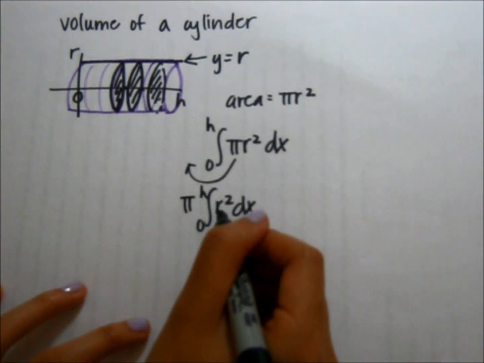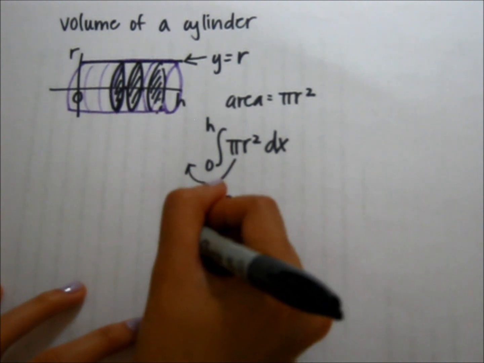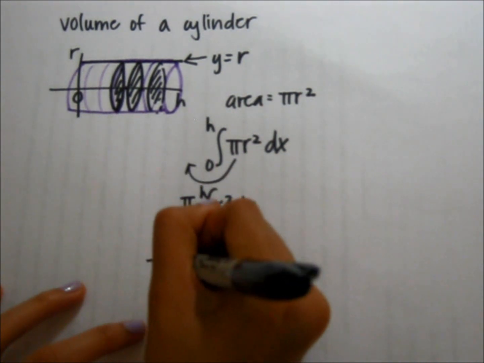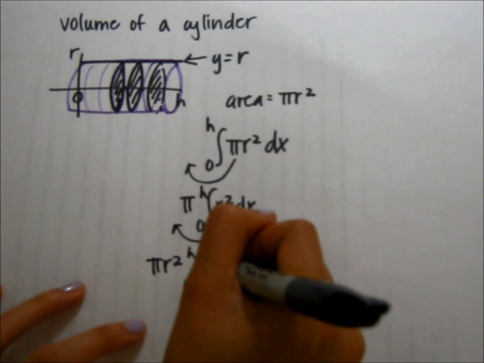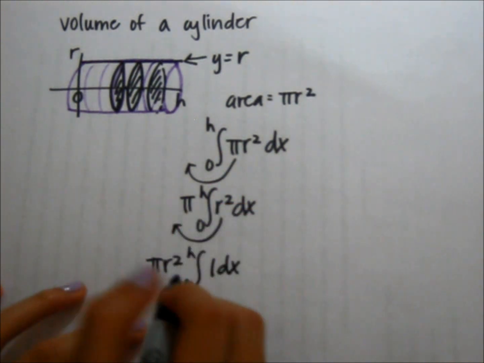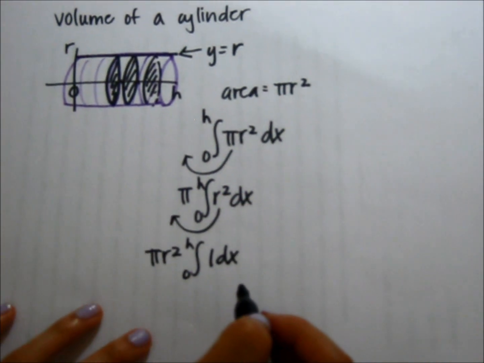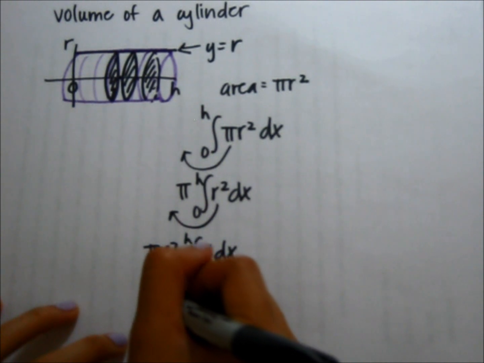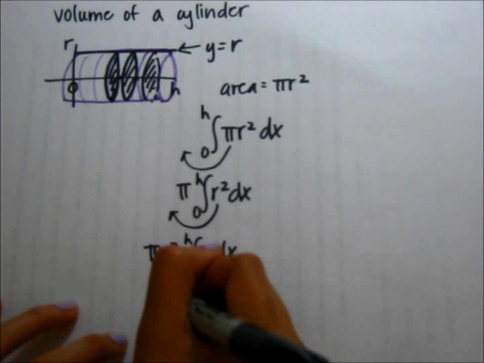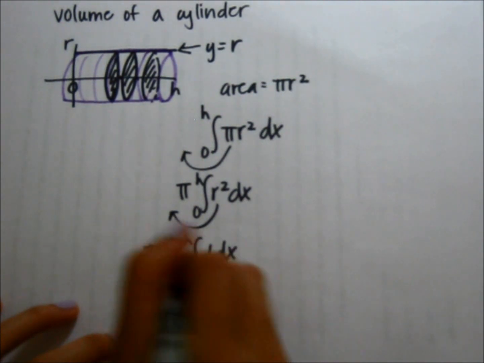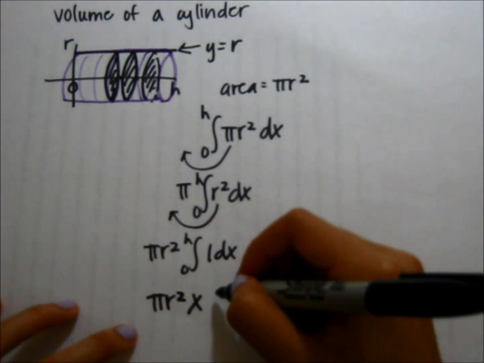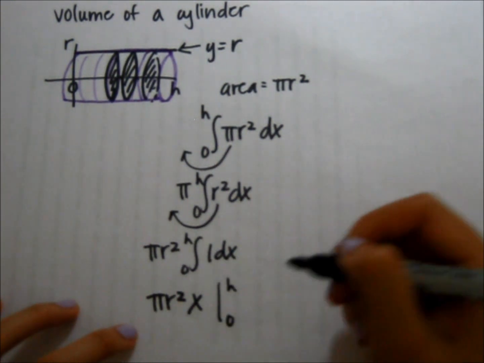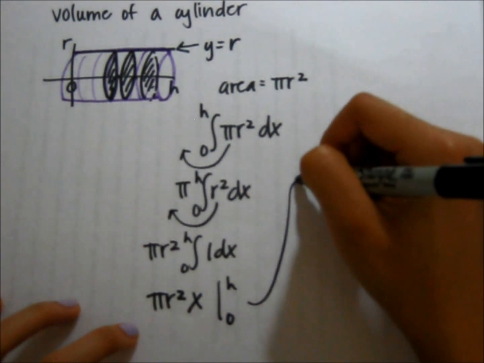Now because r squared is a constant, we can bring that out also. So we have pi r squared integral from 0 to h, 1 dx. Now 1 dx will become x, so pi r squared x, and remember that's from 0 to h. Alright, let's bring it over here.